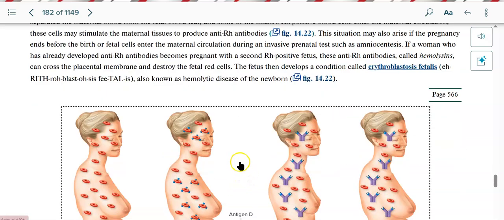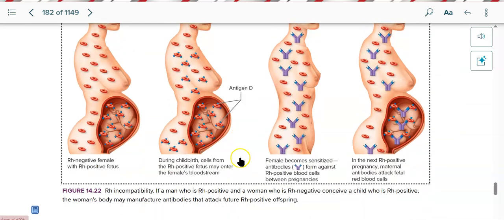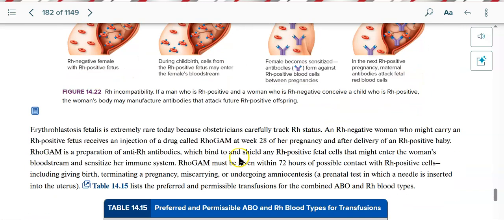Now we prevent this with a shot. It is called, here it is, RhoGAM. An Rh negative woman who might be carrying an Rh positive fetus will get an injection of the drug RhoGAM at week 28 of her pregnancy and after delivery of an Rh positive baby. So this is, RhoGAM is anti-Rh antibodies.